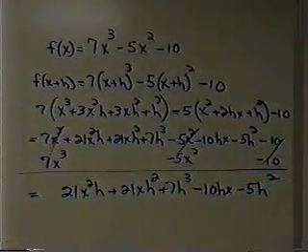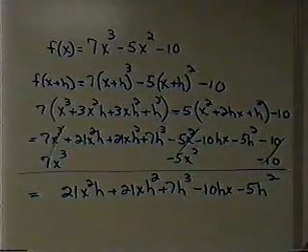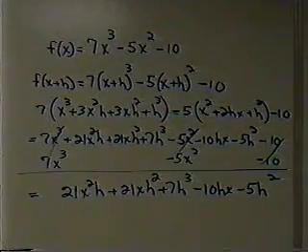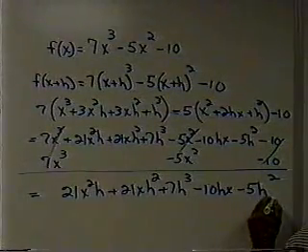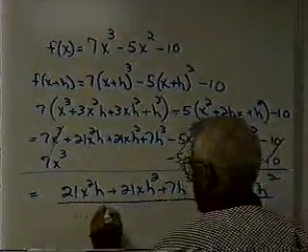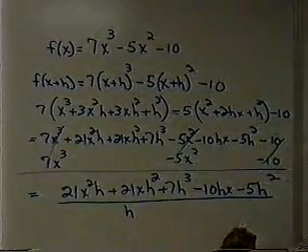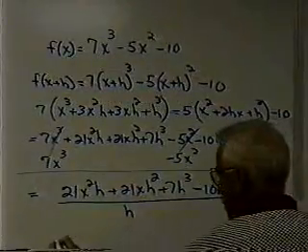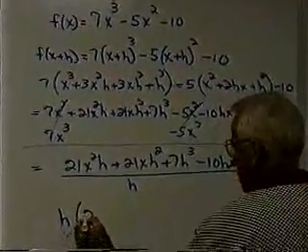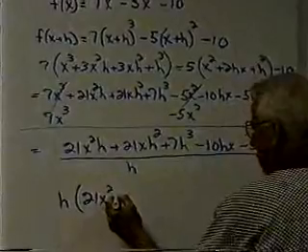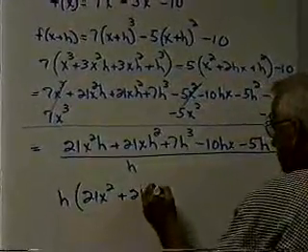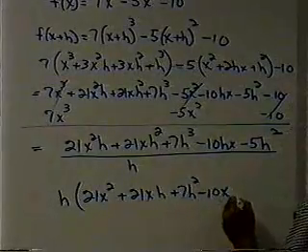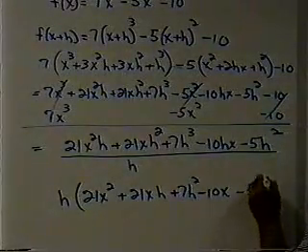So we have now step 1, step 2. Step 2, we've got it subtracted. Step 3 is to divide by h. So we're going to divide this by h. Well, what are we going to do? Factor out an h. So we're going to take an h out of everything here. That's going to leave us 21x squared plus 21xh plus 7h squared minus 10x minus 5h.